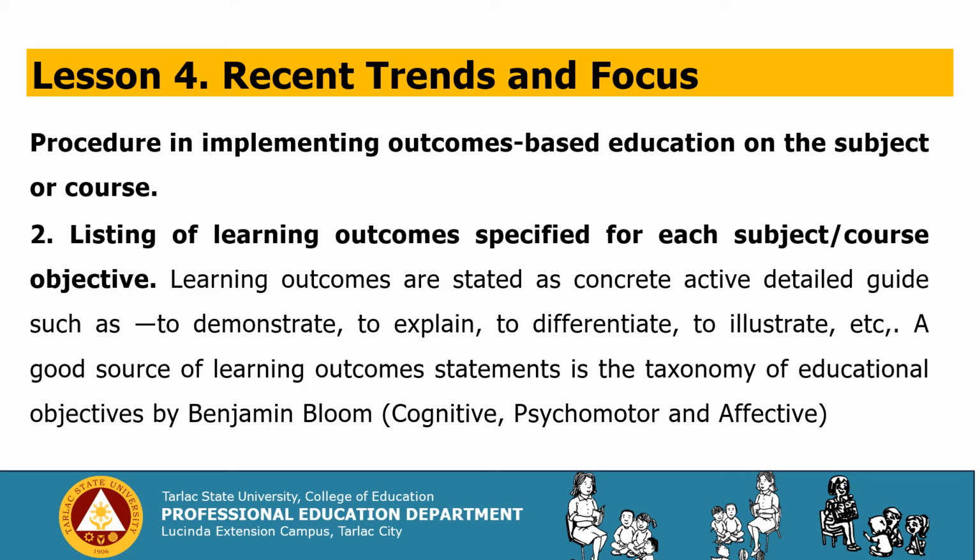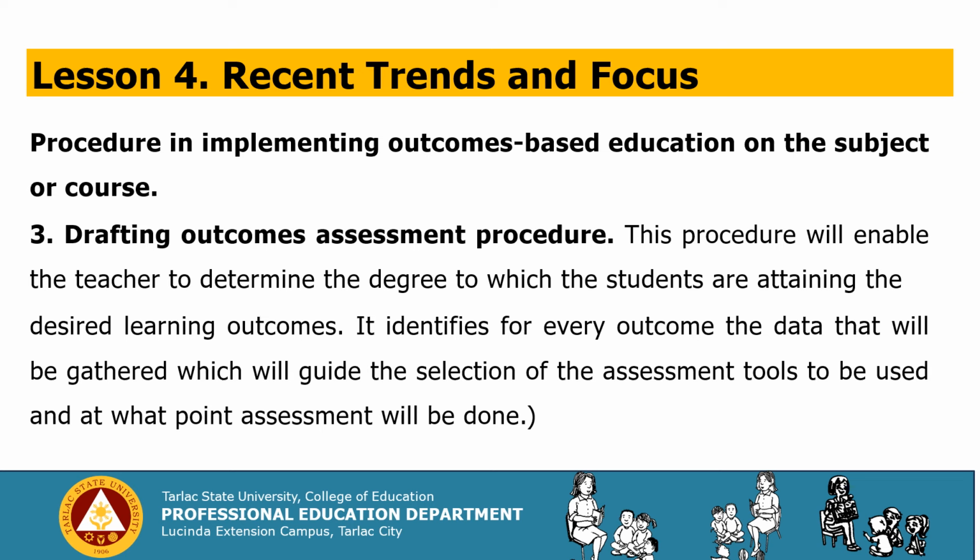Learning outcomes are stated as concrete, active, detailed guides such as to demonstrate, to explain, to differentiate, to illustrate, etc. A good source of learning outcome statements is the Taxonomy of Educational Objectives by Benjamin Bloom: the cognitive, psychomotor, and affective. The last one is drafting outcomes assessment procedure. This procedure will enable the teacher to determine the degree to which the students are attaining the desired learning outcomes. It identifies for every outcome the data that will be gathered, which will guide the selection of the assessment tools to be used and at what point assessment will be done.